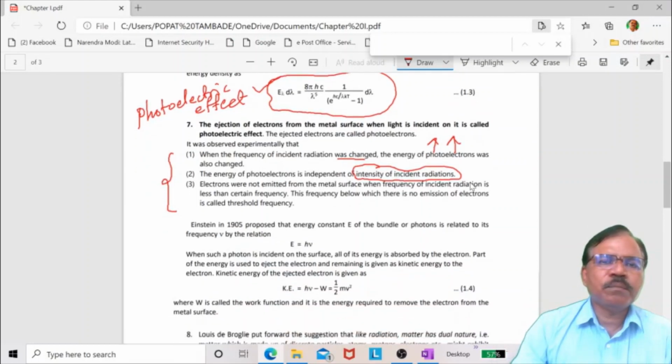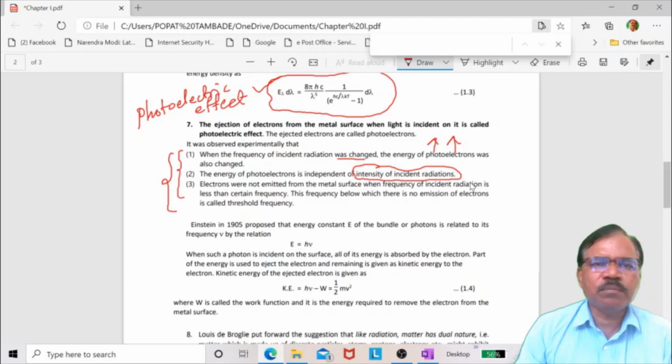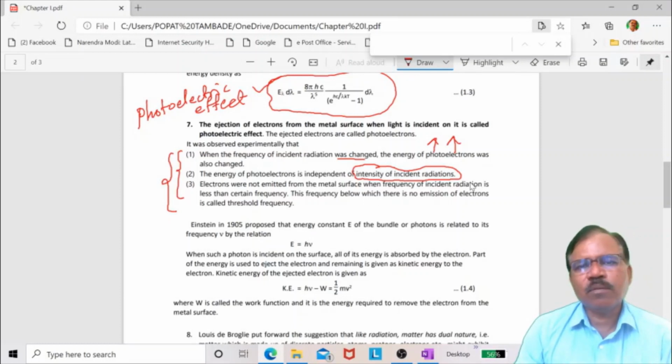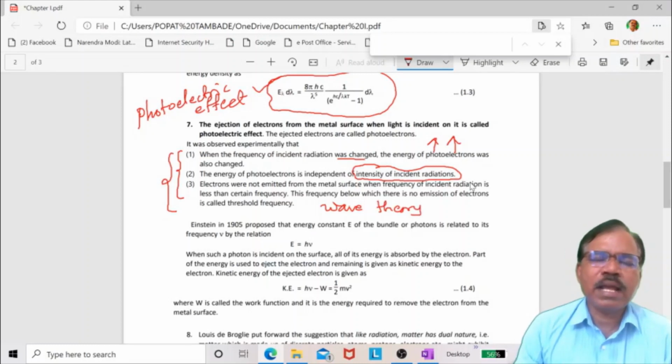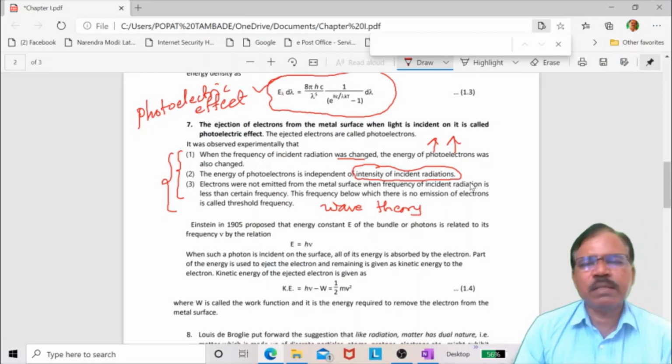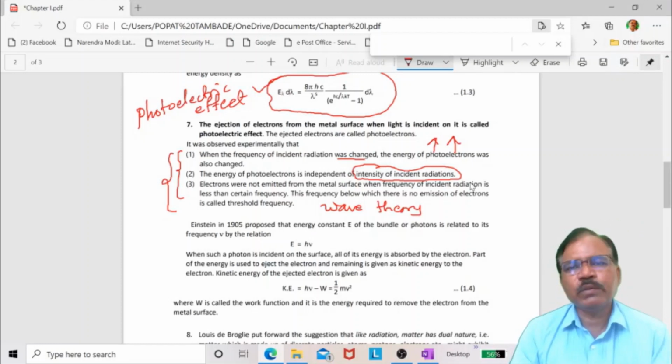But these facts could not be explained on the basis of the classical theory of light, that is, the wave theory of light. Means black body spectrum as well as photoelectric effect could not be explained on the basis of the wave theory of light.